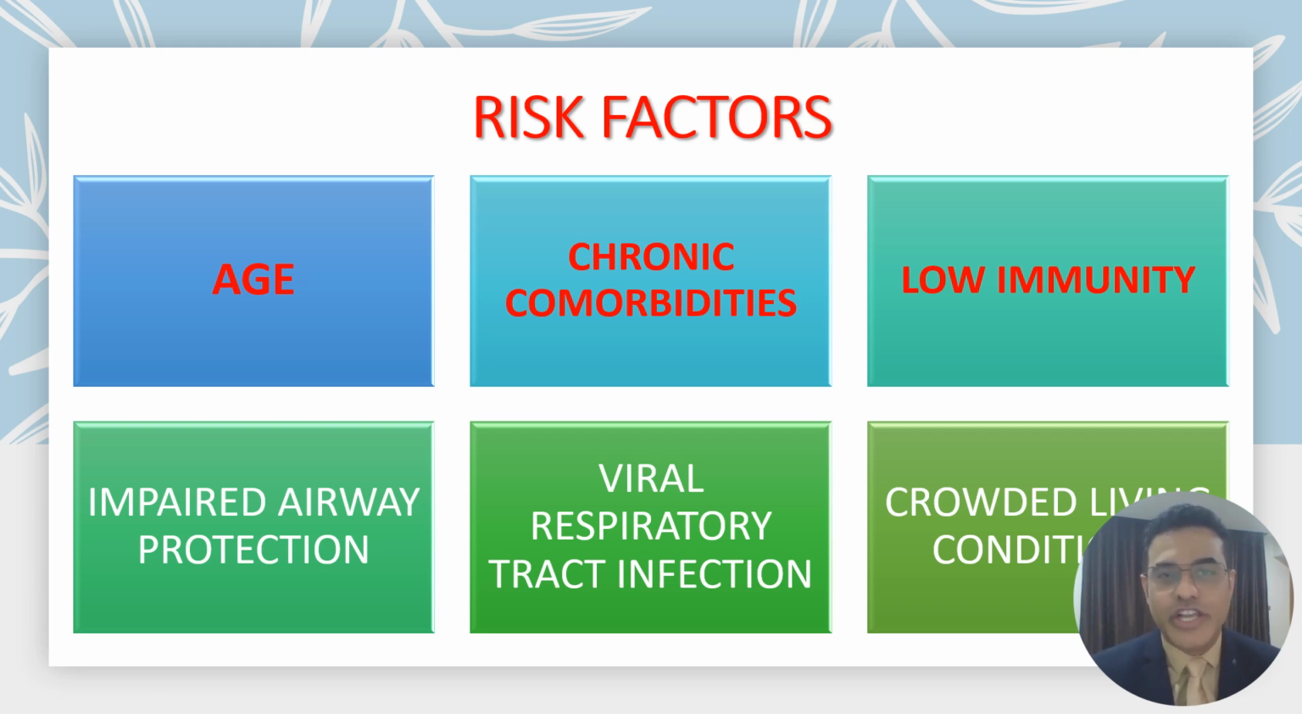Patients with chronic comorbidities like chronic lung diseases, COPD, and bronchiectasis are more prone to get pneumonias. And chronic diabetic patients, because of low immunity, are prone to get infections. And CKD and other chronic kidney disease patients, stroke patients, and chronic heart failure patients are prone to get pneumonias.